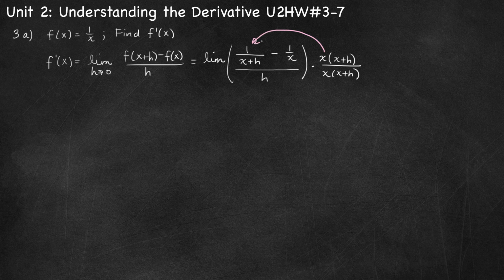So I'll distribute in my numerator. When I multiply 1 over x plus h times x plus h, the x plus h's cancel out, and I'm just left with an x. And then the 1 over x times x plus h, the x's cancel out, so I have x plus h. All of that over, in the denominator, x times x plus h times the h that was already in the denominator.